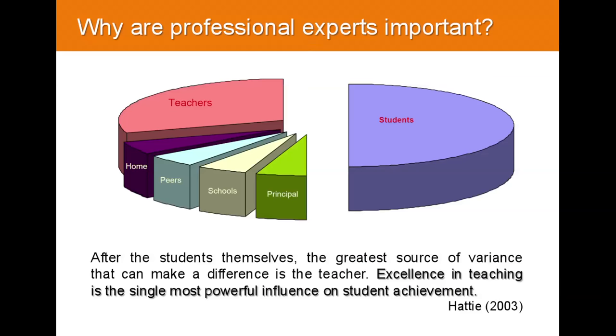And Hattie stresses that professional experts, he calls the expert teacher, are fundamental. Why? He says that after the students themselves, the greatest source of variance that can make a difference is the teacher. It's not you guys, it's not me, it's not the principal, it's not the materials, it's not the technology, it's the teacher. Therefore, excellence in teaching is the single most powerful influence on student achievement.